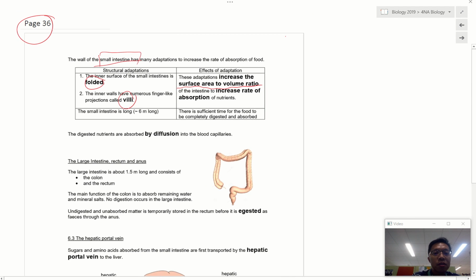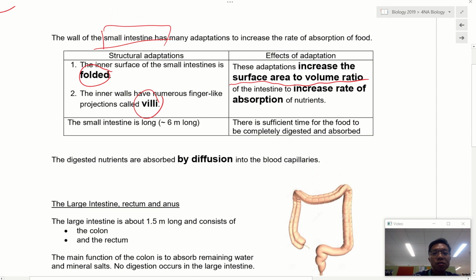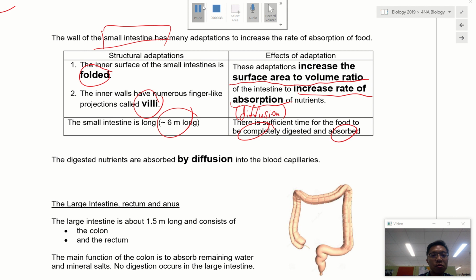So we have a faster rate of absorption, and this absorption of nutrients is by diffusion. Another feature of the small intestine is that it's 6 meters long. When it's so long, the food takes a long time to travel through the small intestine, and the time allows the food to be completely absorbed by the time it reaches the end of the small intestine.